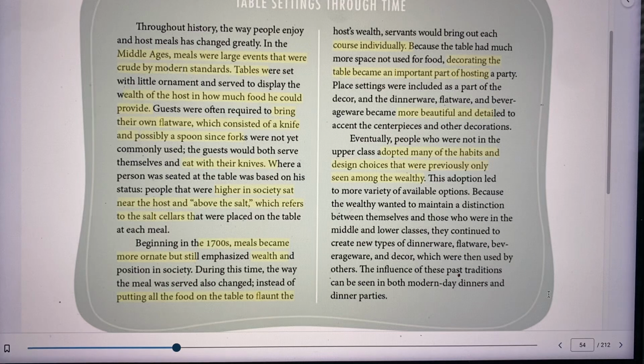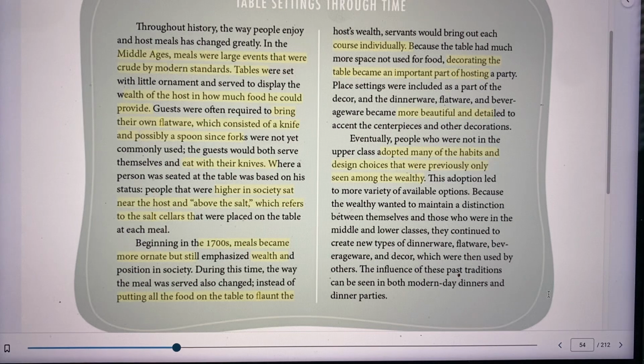In the Middle Ages, we're going back a long time, probably before the 1700s, we're talking about the 1300s, 1400s, 1500s. Middle Ages meals were large events that were very crude. The tables were set with not very many ornaments, but they wanted to display how much food they could provide. So the whole table would be full with tons and tons of food, heaped in the middle. They bring in all this fruit and meat and everything and put it there, because how much food they had for everyone showed how wealthy they were.